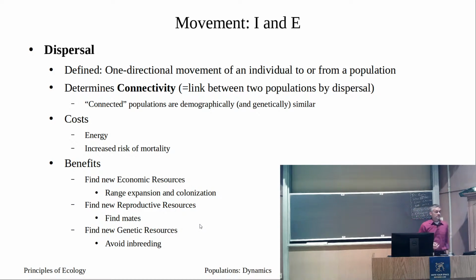Dispersal. This is our one-directional movement of an individual to or from a population. This isn't leaving our population and coming back the very next day. This is we're in our population and then we decide to move and never come back. That's our dispersal. It's not to be confused with dispersion, which we just got done talking about, which is our spatial pattern, spatial distribution across a landscape. Dispersal is all about our movement. All right?